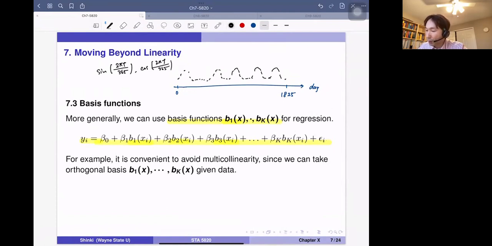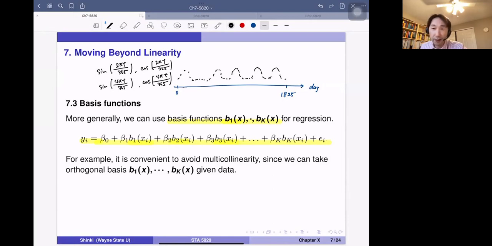But maybe this pattern is more complicated. So you decide to use the period of 182.5. So this function has the period of just half a year, and also the cosine of this or something like that. Then you can define B1 to B4 as these functions. Then you can fit y on the intercept and these 4 variables. That looks more reasonable than just fitting the quadratic function or just 4-step functions.